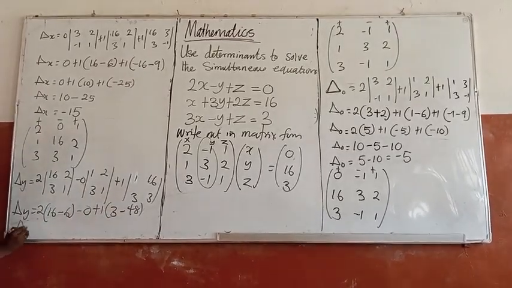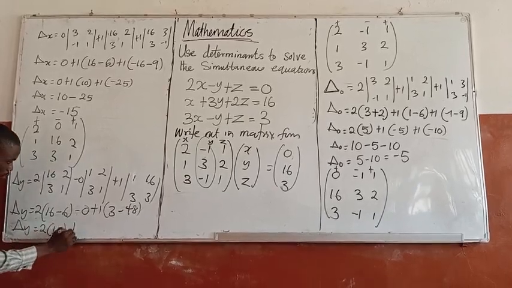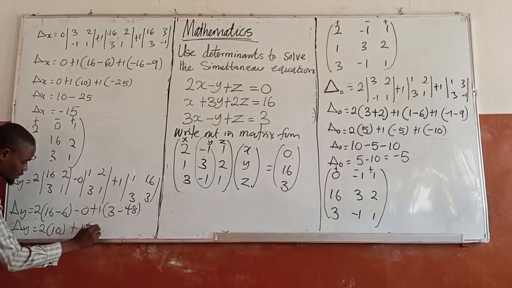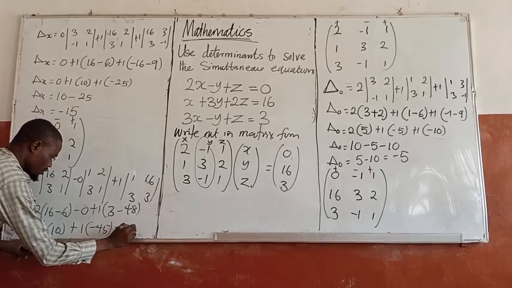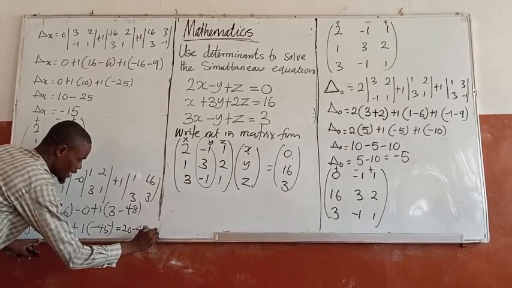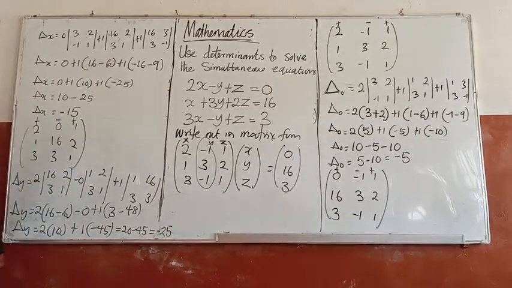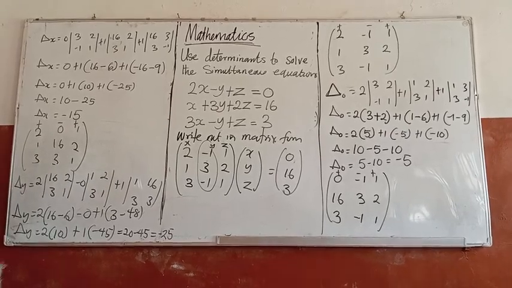We have delta y is equal to 2 open bracket 10, this one is 0, plus 1 open bracket 3 minus, we have minus 45. We have 2 times 10, we have 20 minus 45, which is minus 25. That is for delta y. Remaining delta z. How can I find delta z?